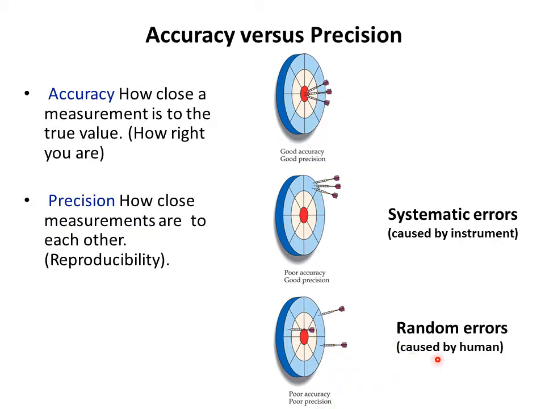Random errors are caused by the experimenter, the one that is taking the measurements. Okay, it's not the instrumentation in this case. It is the one that is taking the measurements. And this could be a result of sloppy technique, not following the procedure correctly, what have you.